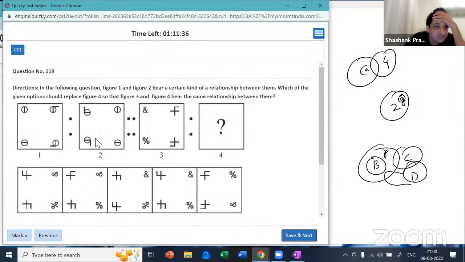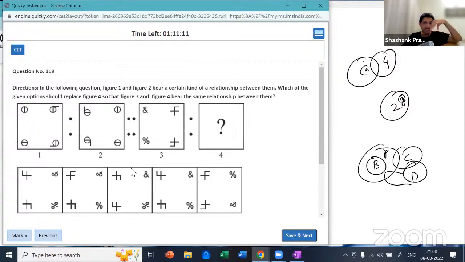This goes here, 90 degrees anti-clockwise. So this should go here, and ideally it should remain the same or mirror image. So this is fine. And the percentage should remain percentage or mirror image. So both of them look fine because I can't say anything.